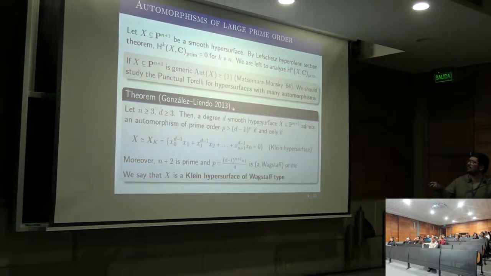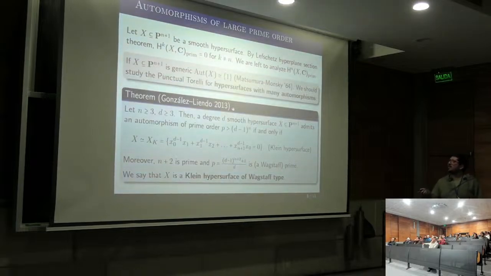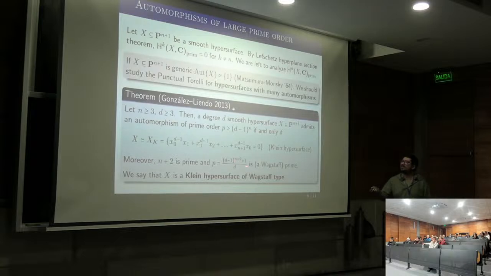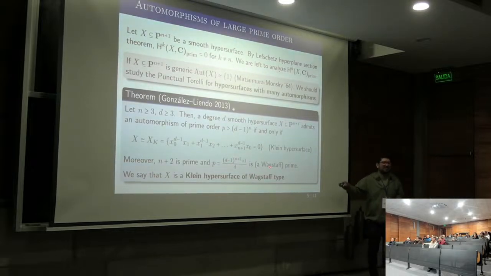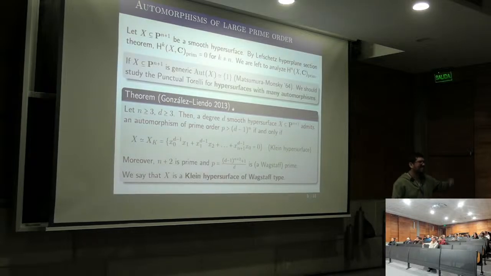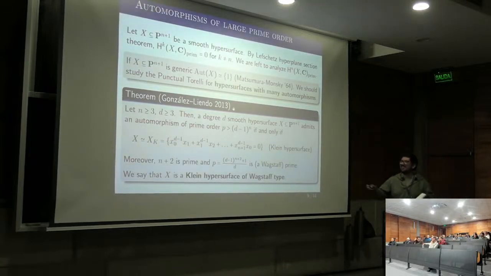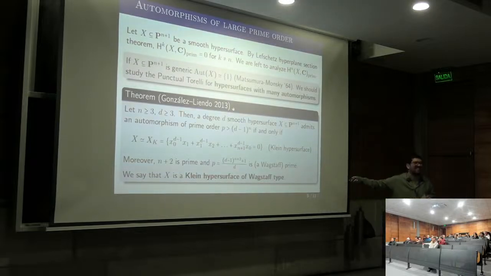If you have a hypersurface of degree d, then essentially the only hypersurface that has a very large automorphism of prime order is the Klein hypersurface. And moreover, you can actually compute the prime, and this is a very funny prime. It's a generalization of Mersenne primes, called Backstaff primes, which are primes of this form. People like trying to find these primes, proving that there are infinitely many of them. Of course, there is a conjecture saying that there are infinitely many Backstaff primes, but we don't know.